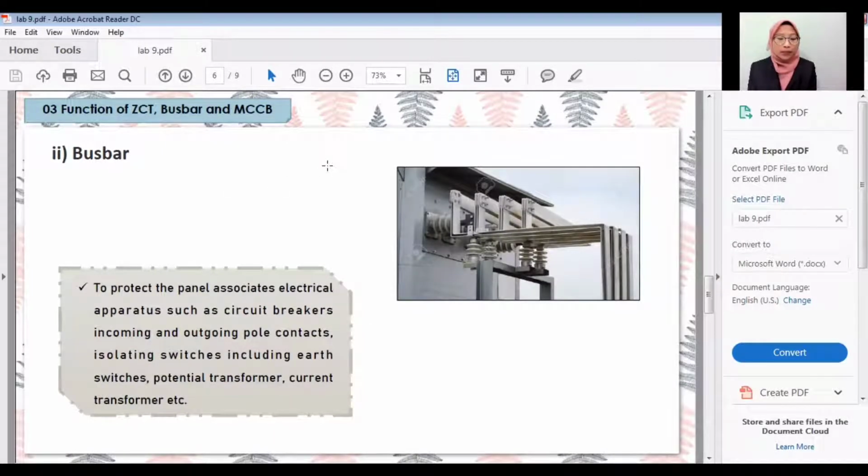Okay, so next we have bus bar. So bus bar was built to protect the panel associated electrical apparatus such as circuit breakers, incoming and outgoing pole contacts, isolating switches, including earth switch, potential transformer, and current transformer, and etc.